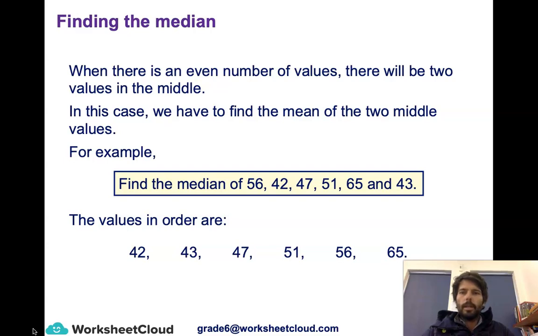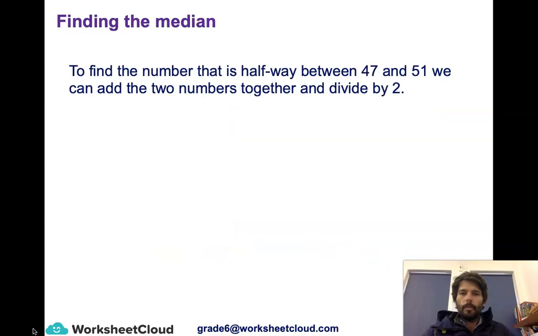And now you can see that there are 6 entries. So to find the middle entry, it is going to be in between 47 and 51. So I need to add 47 and 51. And if we add 47 and 51, we're going to get 98. And to find the average of those 2 numbers, we divide by 2. And we divide by 2 because there are 2 numbers that we are working with. Okay? And 98 divided by 2 is 49. So the median of that set of numbers is 49.